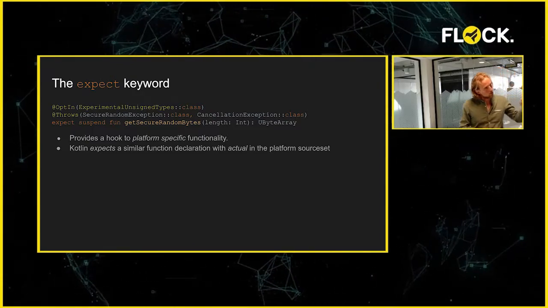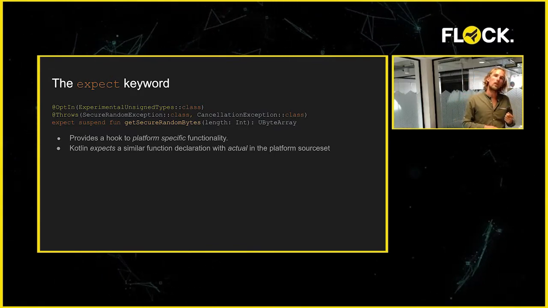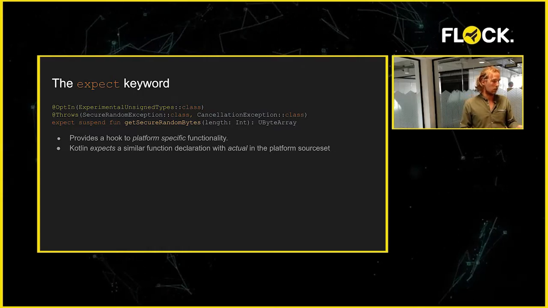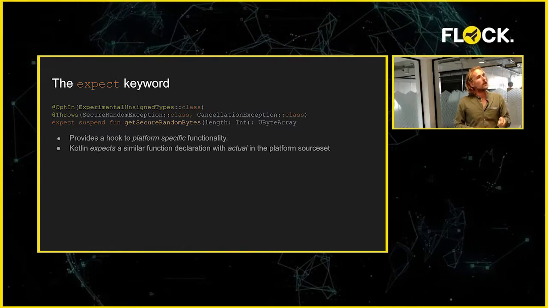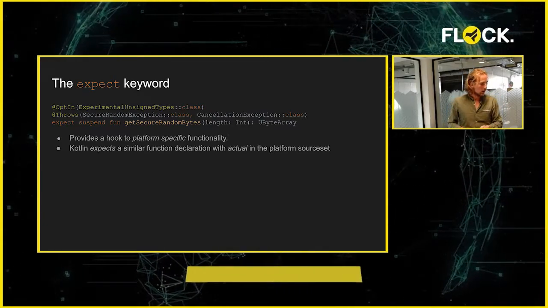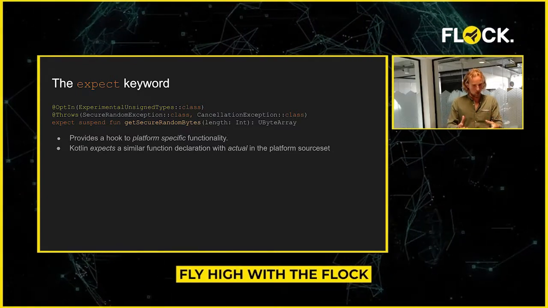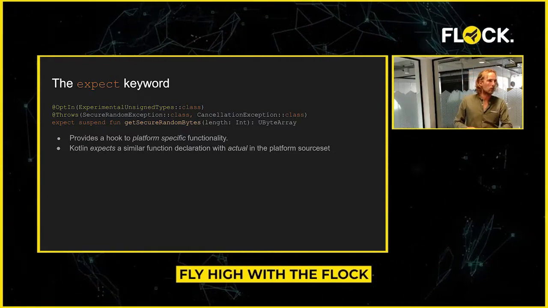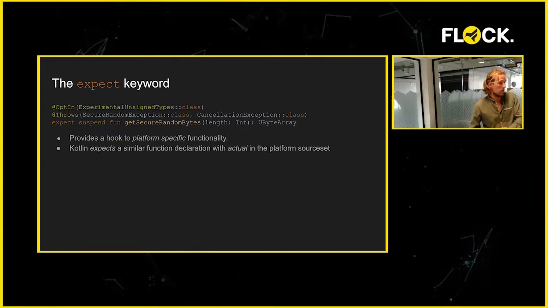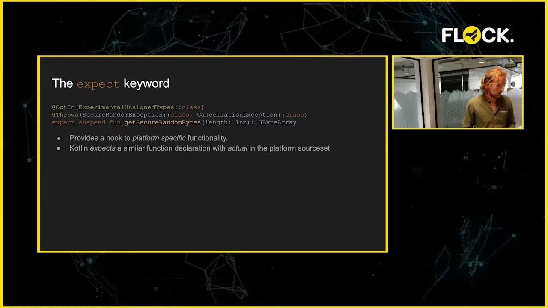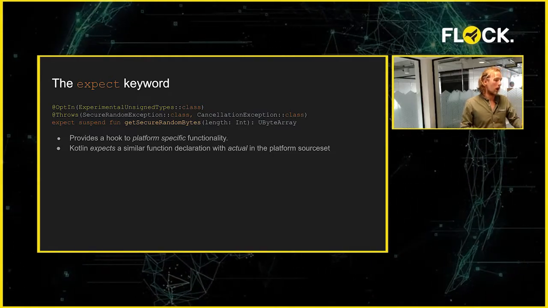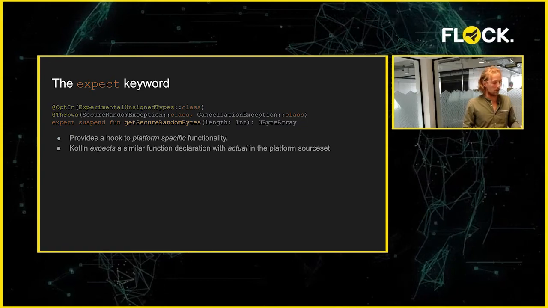And what that expect keyword does is provide a hook to platform-specific functionality. So there's actually not an implementation of this one, because it's an expect function, but Kotlin expects me to provide an actual function. So they come in pairs. Well, not necessarily pairs, they're bound together. If you have an expect one for every platform that you're going to implement, you also need an actual function, so basically an implementation of your interface, you could say. But it expects that one, and that way you can benefit from the functionality of the platform.